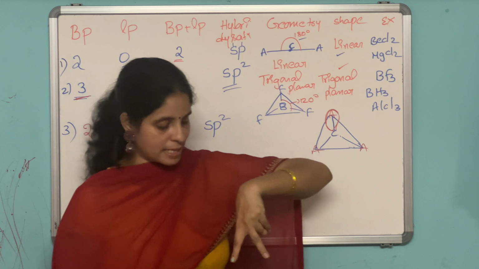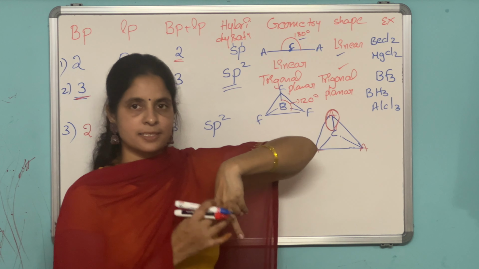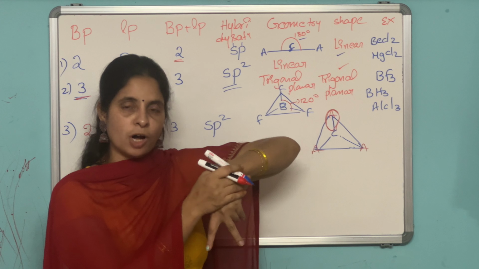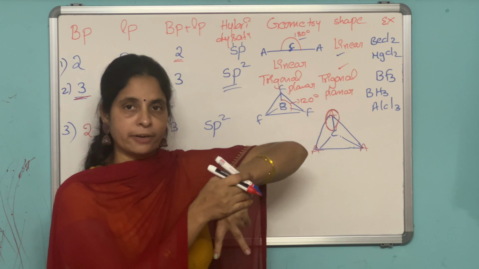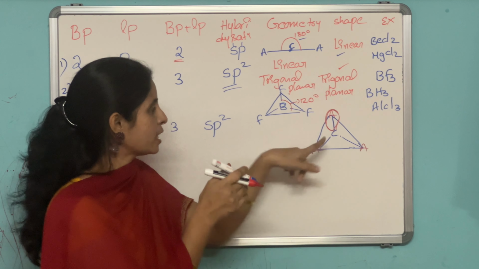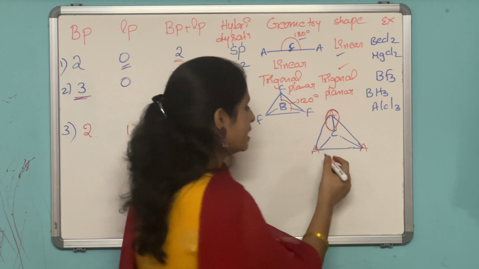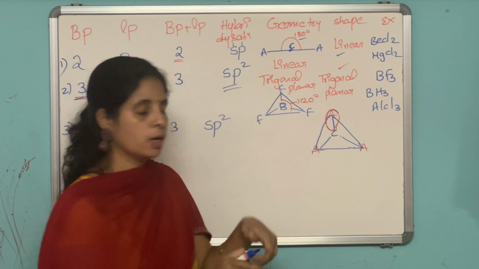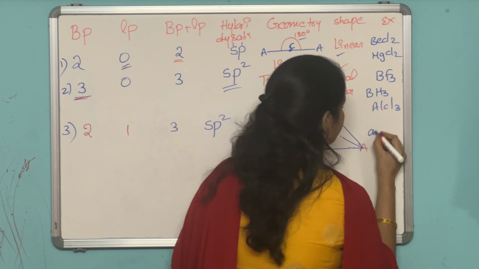So what is the structure remaining? It is like this. Got my point? Here you should not consider this, because lone pairs are not included while predicting the shape. Now what is the shape here? It is angular in shape. Angular. Okay? Angular.